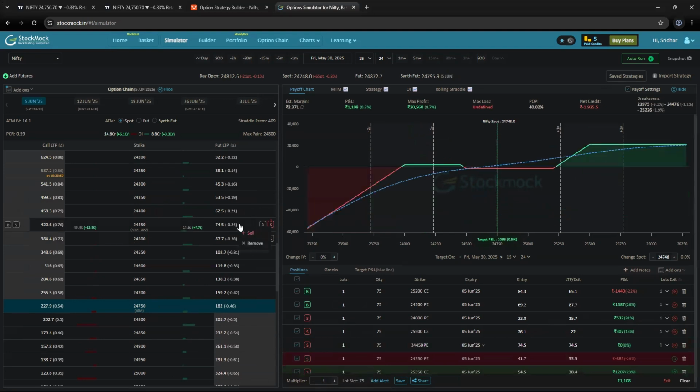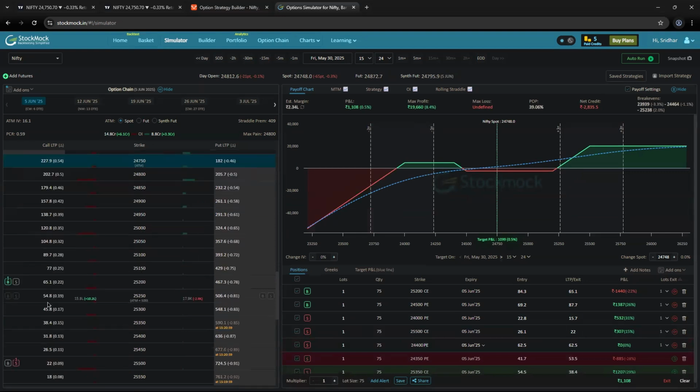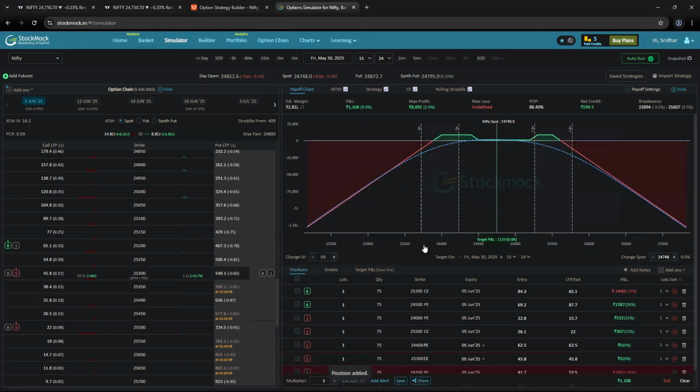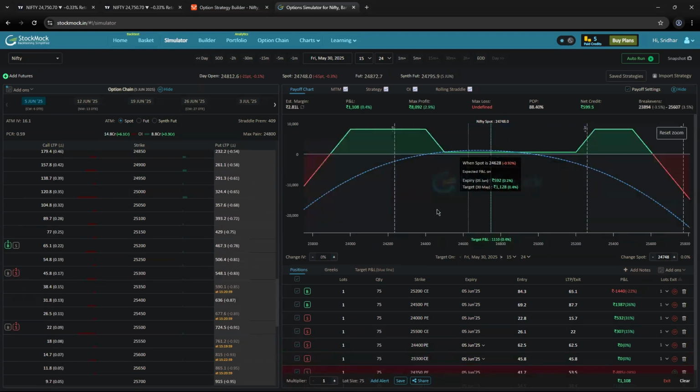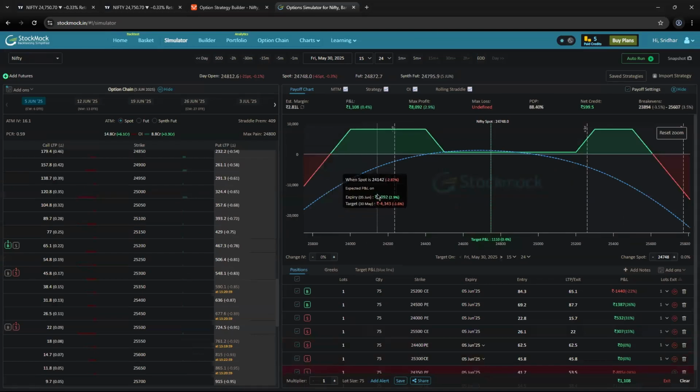Sorry, this is not 50 points. 350 will shift it to 300. Right. So now this is the final strategy. See this? This is the final strategy, which looks like this, right? Exactly like this. This is the final one.